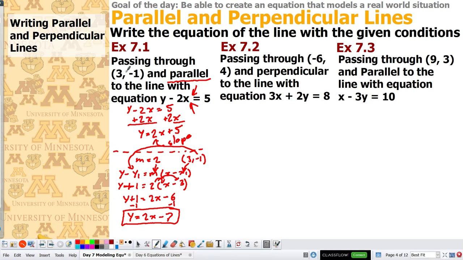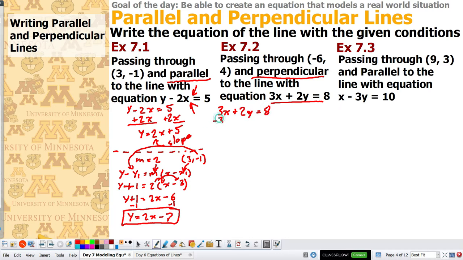All right, let's take a look at the next one. Passes through (-6, 4), that's my point, and is perpendicular to the line with the equation 3x plus 2y equals 8. So I want to be perpendicular to this line. So I've got to figure out what the slope of this line is, and I can do that by putting it in slope-intercept form. All right, so I'm going to get y by itself.